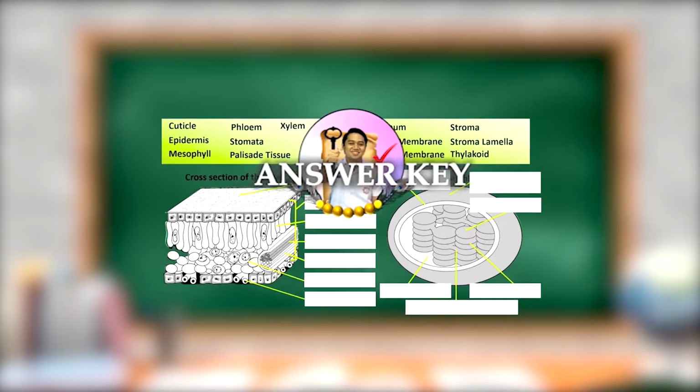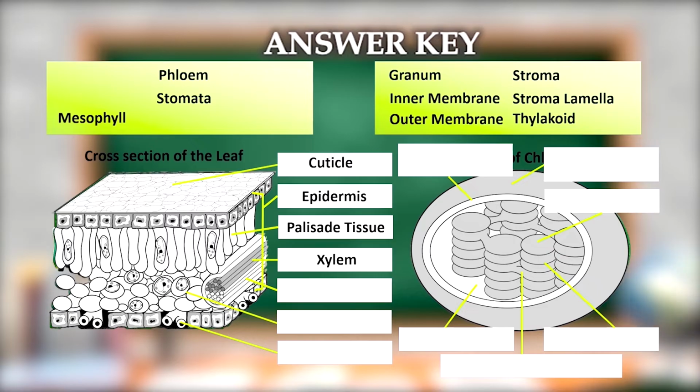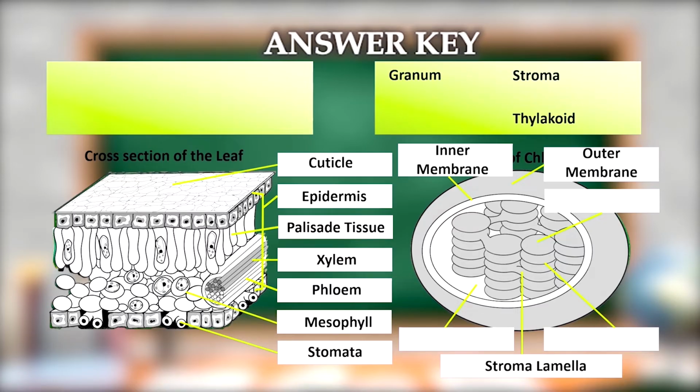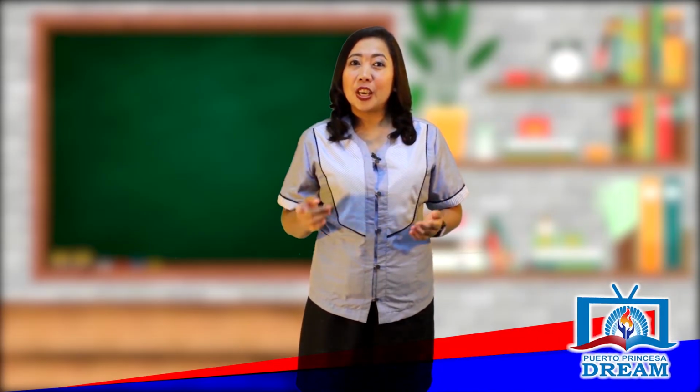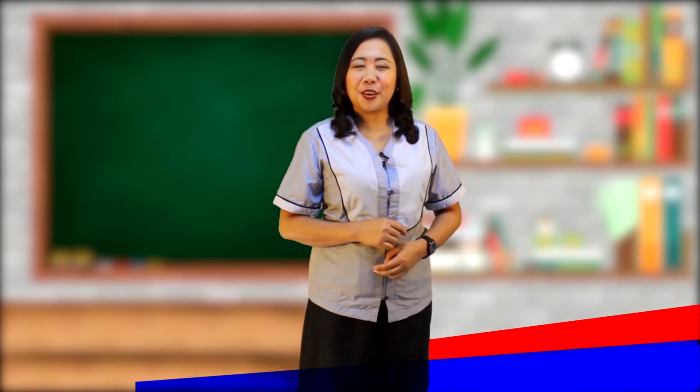Let us now check your answers. Here's the cross-section of a leaf. Cuticle, epidermis, palisade tissues, xylem, phloem, spongy mesophyll, stomata. Here are the parts of the chloroplast: outer membrane, inner membrane, lamella, stroma, thylakoids, granum. Did you get it correctly? If yes, very good. If not, you can still do our next activity.